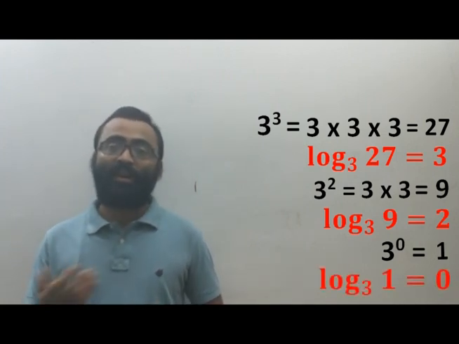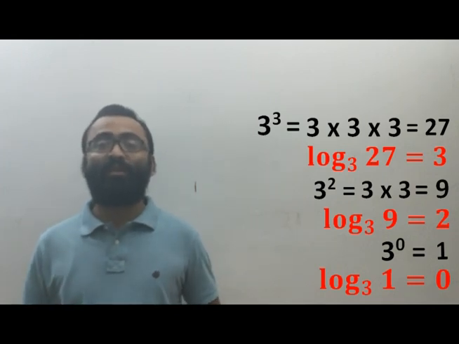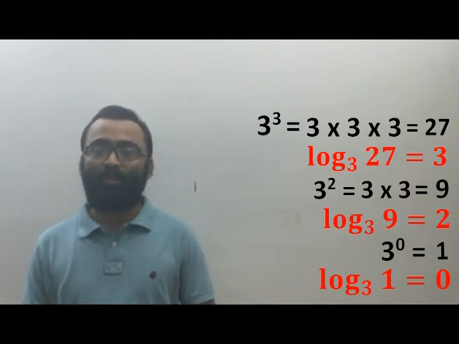That is, to get the answer as 1, how many 3s will you multiply? 0.